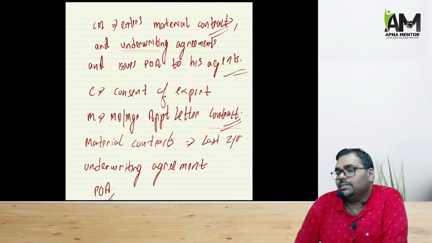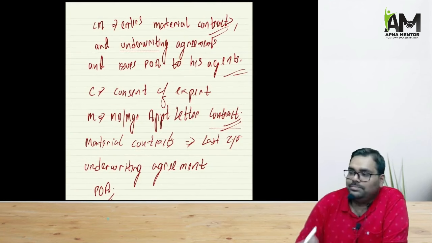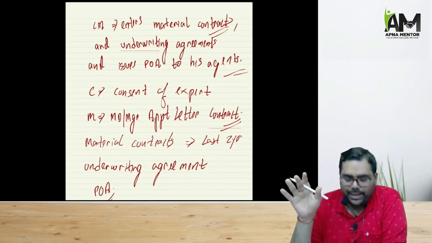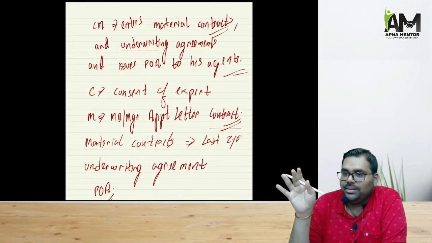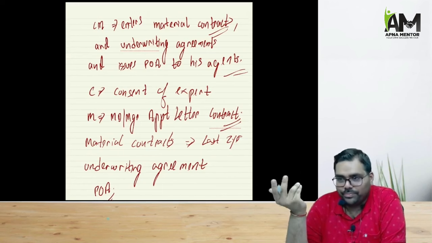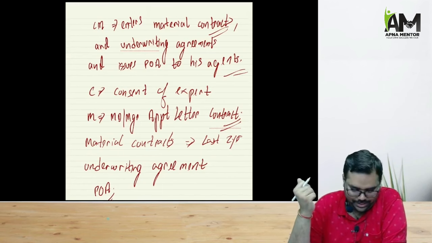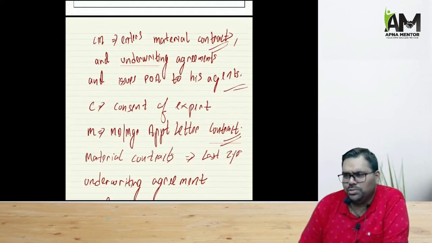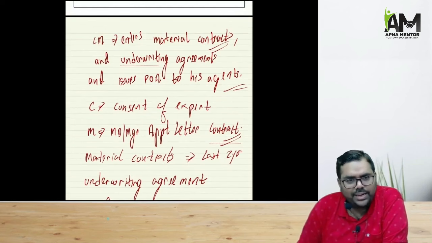Or CM enters into an underwriting agreement with PM. Which is better? CM enters into an underwriting agreement with PM. You write in the bracket, you can use them. CM enters into an underwriting agreement with the PM.